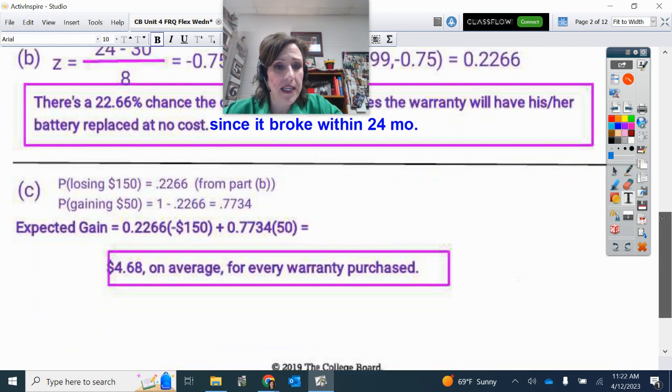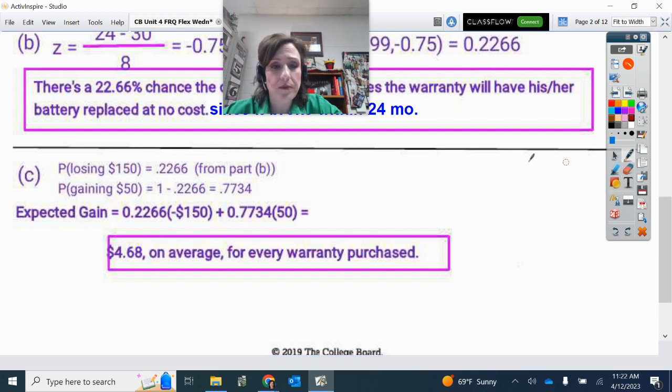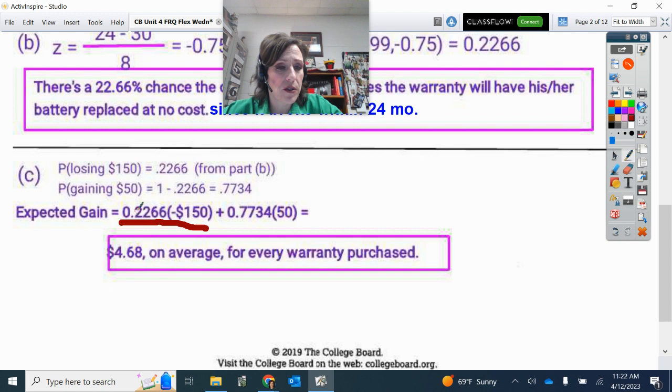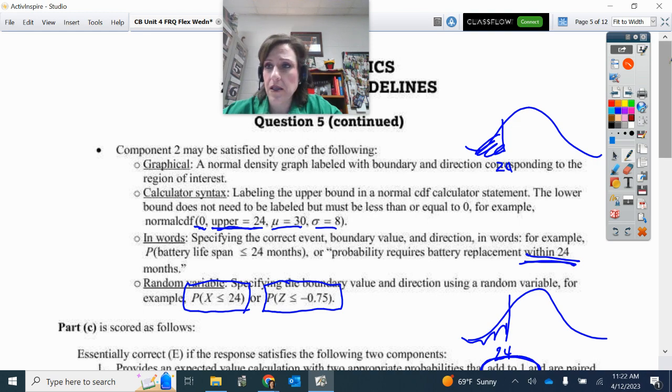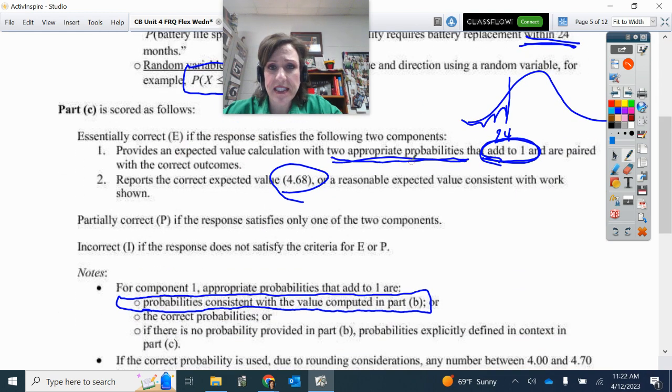So then what's happening is you are losing $150 that percent of the time, and you are gaining $50 that percent of the time. So that works out that on average, for every warranty purchased, the company is making $4.68. So over tons and tons of warranties, they're making tons and tons of money on those warranties. All right. So credit on that comes from providing the expected value with the two appropriate probabilities that add to 1.